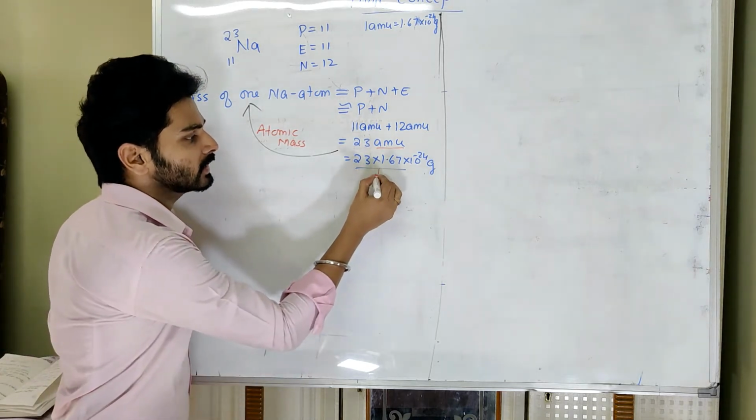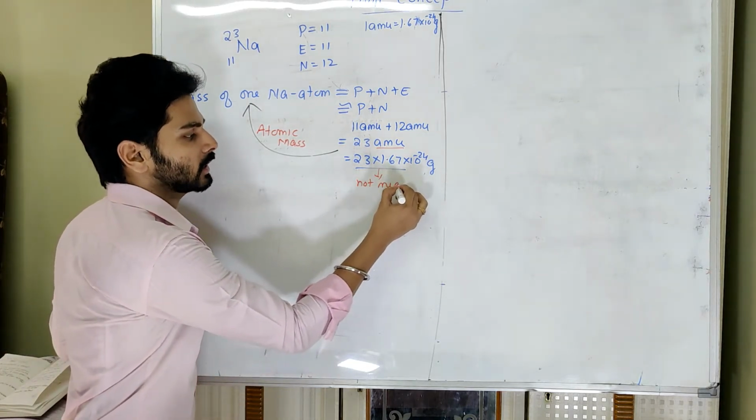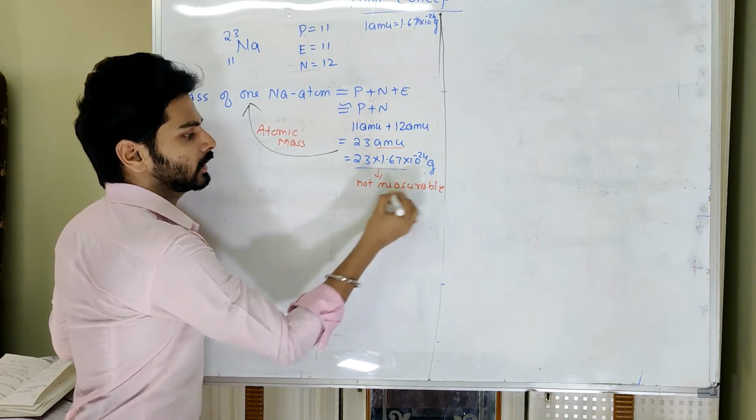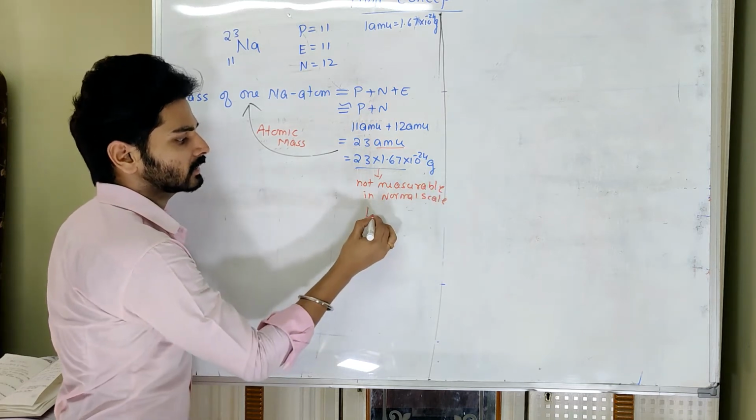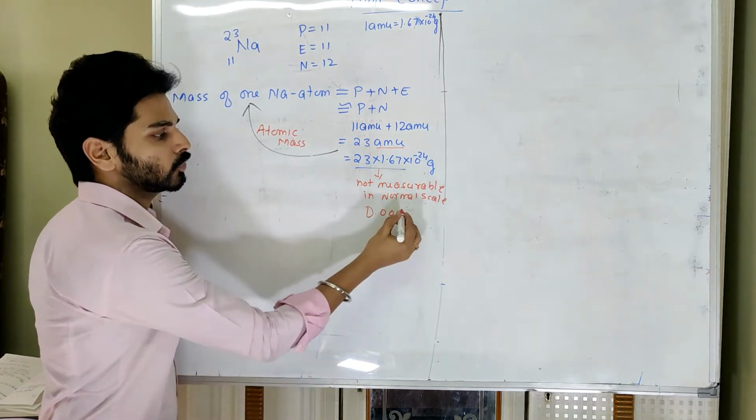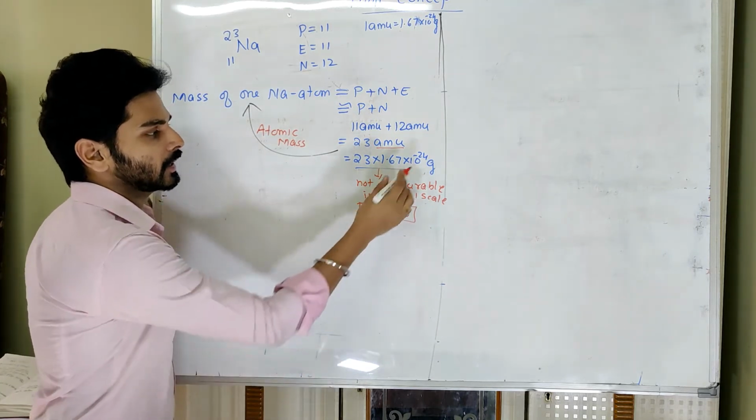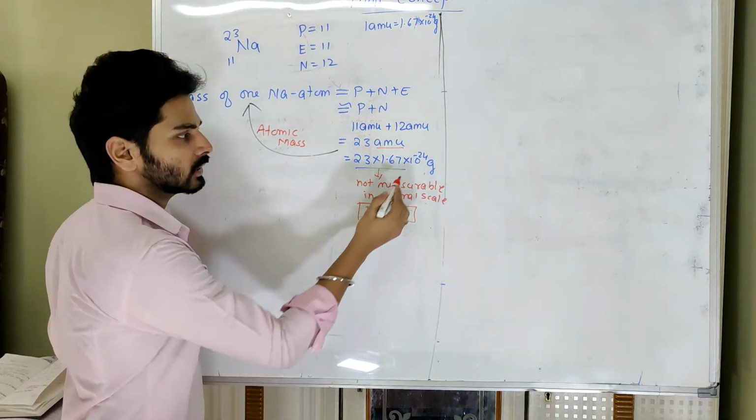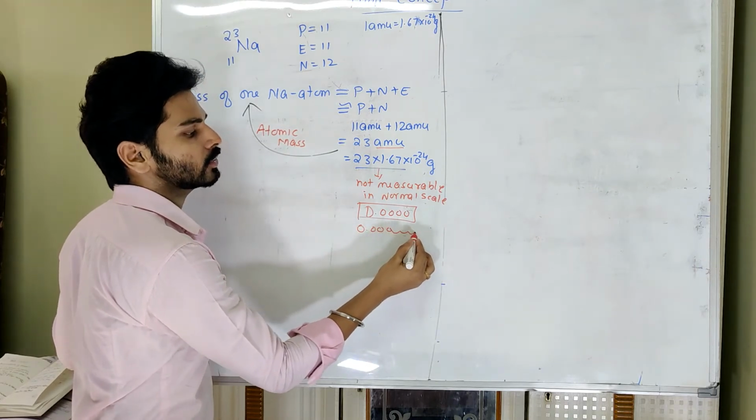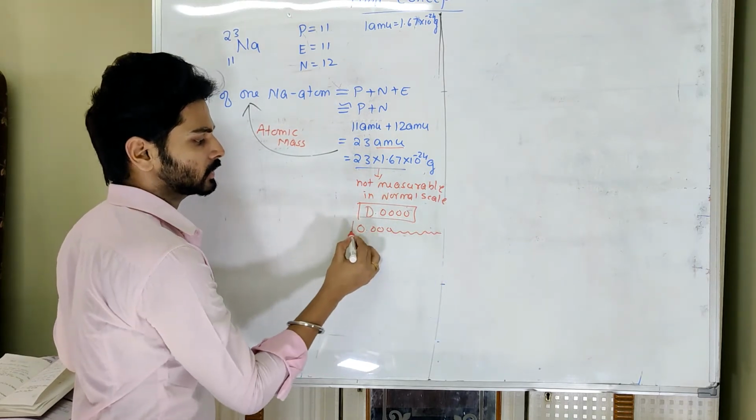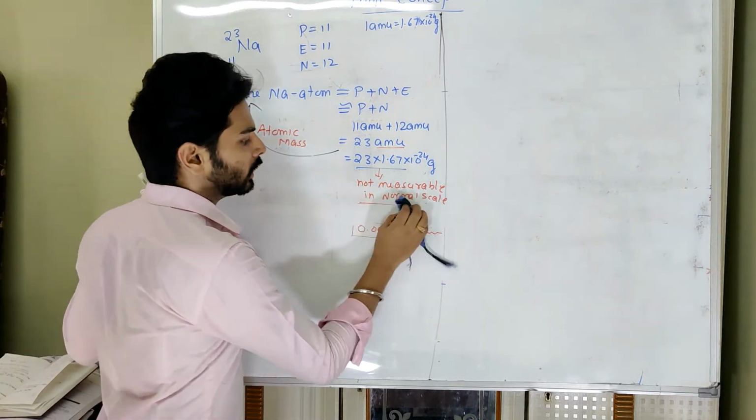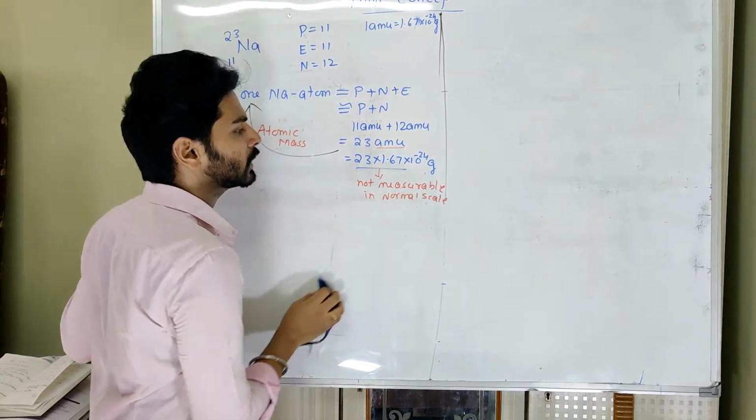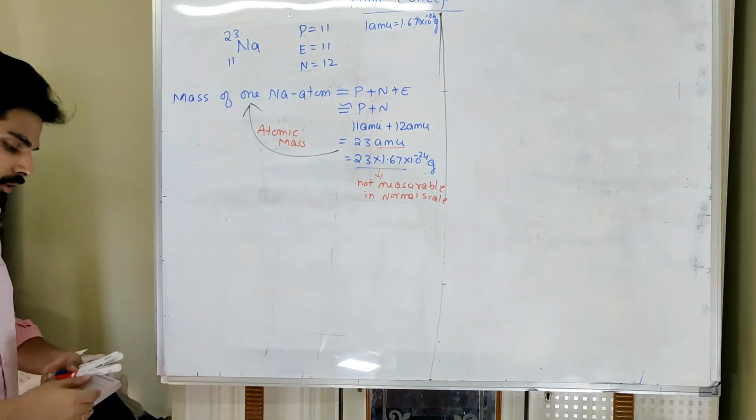Now the greatest problem with this is that it is not measurable on a normal scale. A normal scale has maybe 4 digits in the display, and in this case 10 raised to minus 24 is like 0.0000, and after that the number 23 will come. So you are not going to cover the entire range on a normal scale. That's why we have to convert this into a measurable quantity. So remember, the mass of one atom cannot be measured on a normal scale.